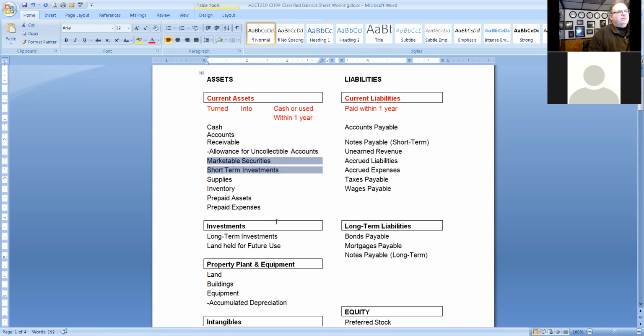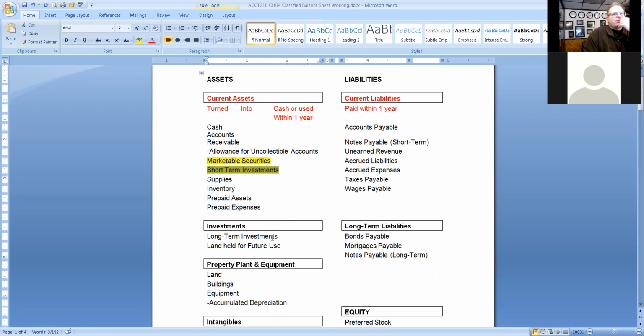And you say, well, why do I have both of them? Because you see both of them all the time. About half the companies use marketable securities, about half of them use short-term investments. So those two are interchangeable. The new terminology is marketable securities, but you'll see tons of companies still use that term.